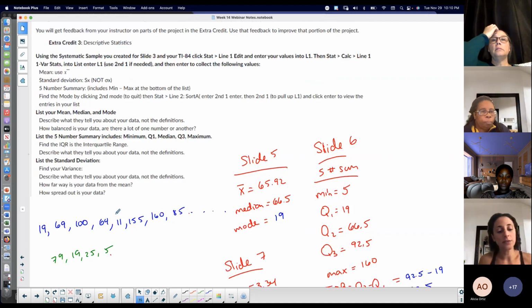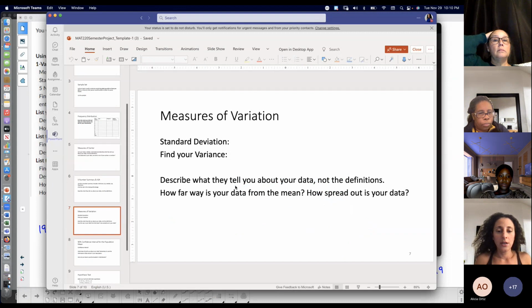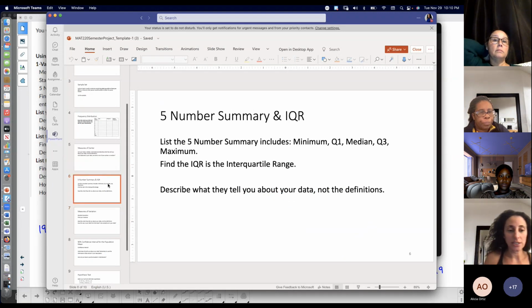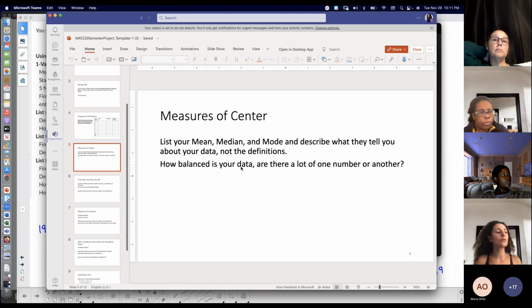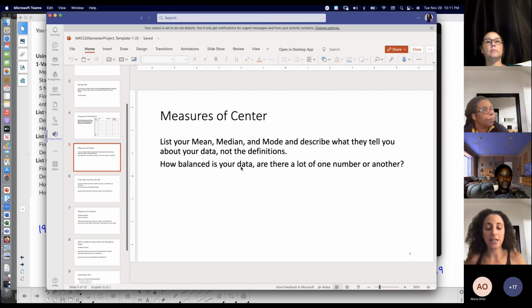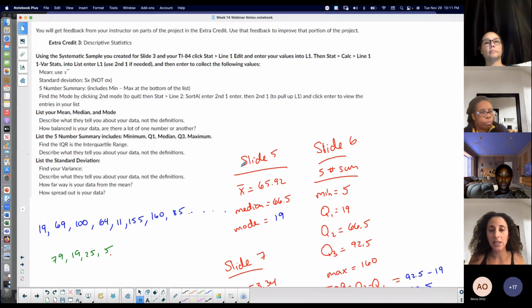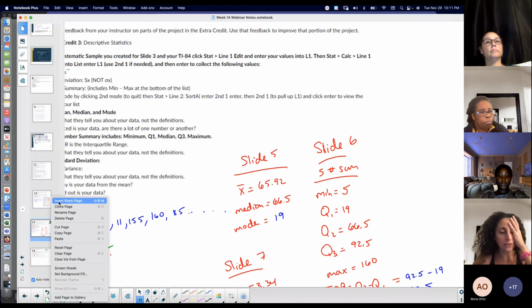Now, after you find all this, you're asked to describe what it tells you about your data, not the definitions. That is stated for a reason. Some of you said, well, a mean is this, the standard deviation is that. No. What does it tell you, the values that you got, about your data? So you could do a couple of things. There are actually a lot of things you could do with this.